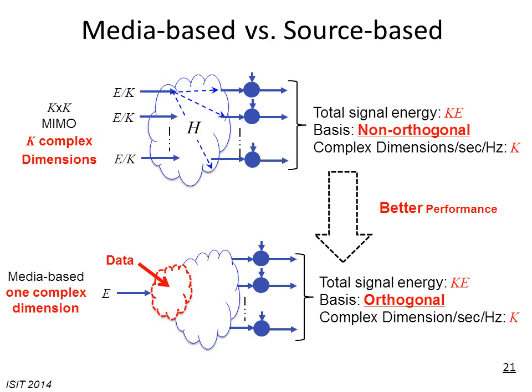Here I have another perspective on explaining the benefit of media-based modulation versus source-based. On the top part, we have a K by K MIMO. K is the number of antennas. Consequently, the space is 2K dimensional, or K-dimensional complex. In the case of MIMO, energy is distributed equally between transmit antennas, and the receiver has independent noise, but the channel matrix H is not orthogonal.